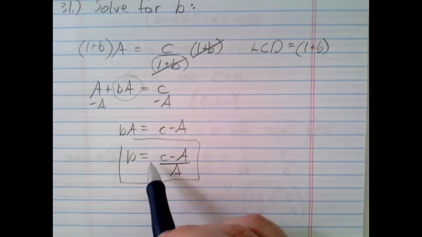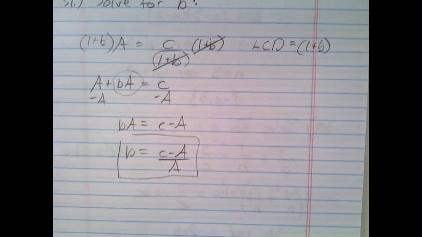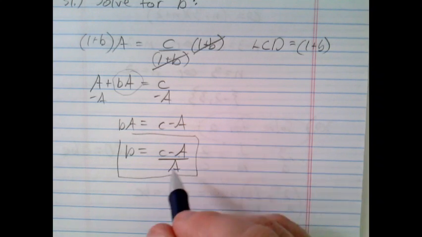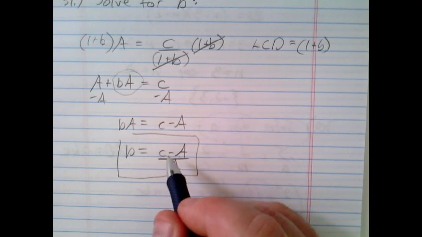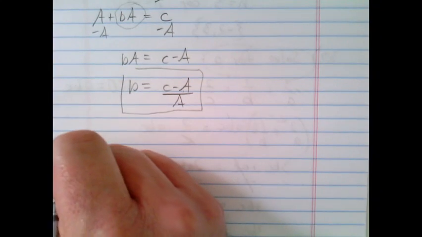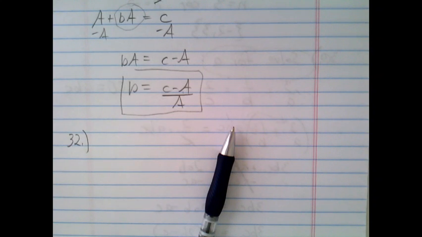Anytime you're asked to solve for one of the letters in an equation that has multiple letters, your result is going to be a formula rather than a specific value for the letter. But the idea now is that you could plug in values of C and A, and the formula would give you values of B. Alright, well, moving right along then, let's go on to problem 32.